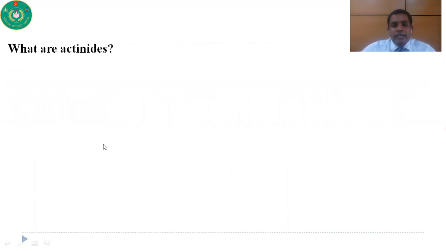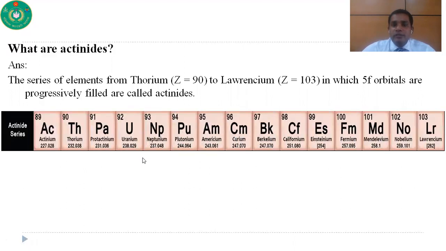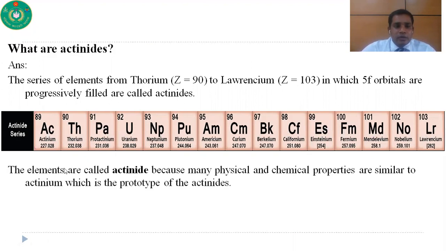Now, what is the actinide series? The series of elements from thorium to lawrencium in which 5f orbitals are progressively filled are called actinides. These 14 elements are called the actinide series. It starts with thorium and ends with lawrencium. These elements are called actinides because the physical and chemical properties of all these substances are nearly similar to actinium. That's why this series of elements is known as the actinide series.